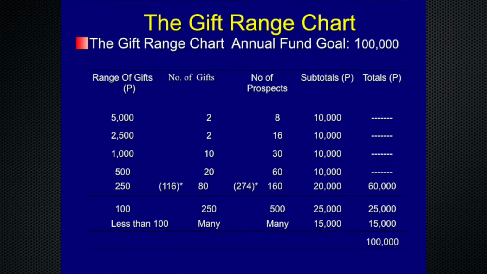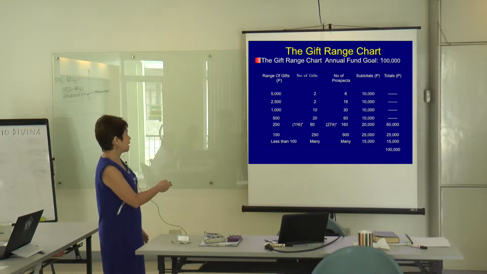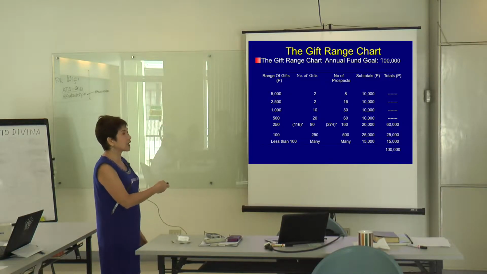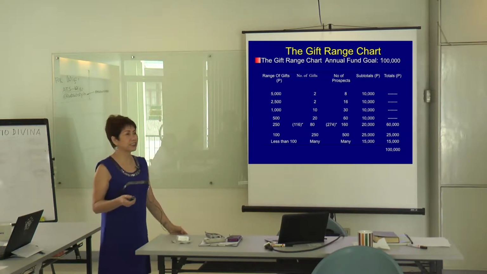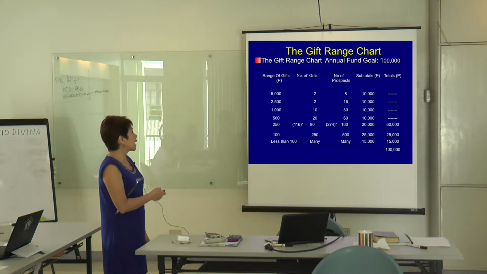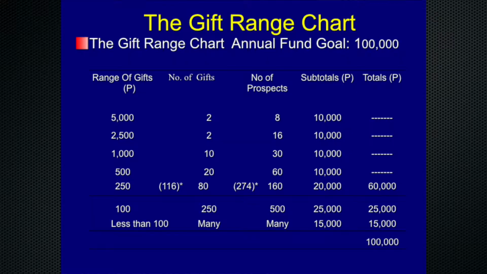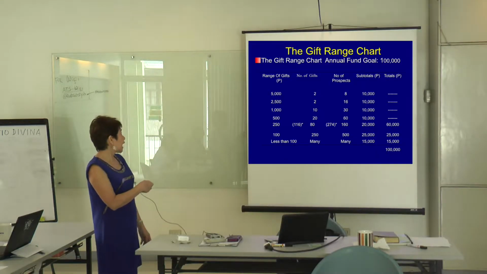So let's look at what you need to do. This is how your table or your gift range chart would look like. Let's say your goal is 100,000. You're a small starting nonprofit organization and your goal is only 100,000 pesos. On the first column is the range of gifts. This is what we call the quality of gifts, no?